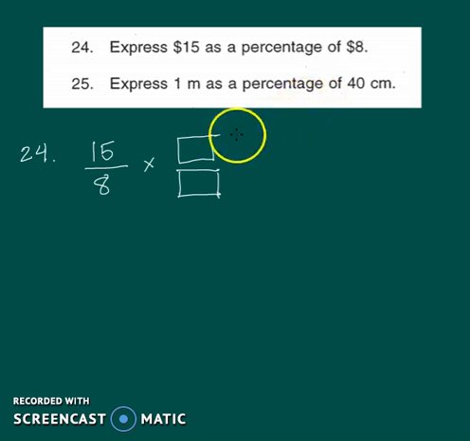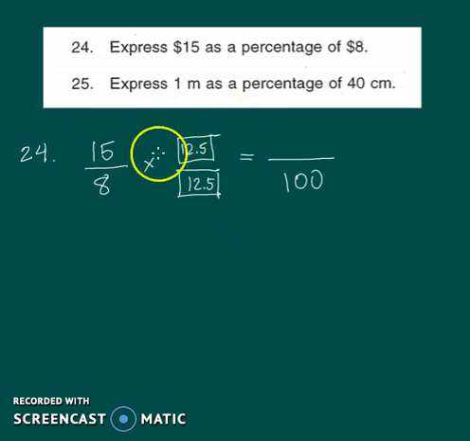So unfortunately, 8 does not go exactly into 100, but we can get close. So one way we can do this is ask ourselves, how many times does 8 go into 100? Well, unfortunately, it's not a lovely integer, but it goes 12.5 times into 100. So that means we'll have to multiply the numerator by 12.5 as well.